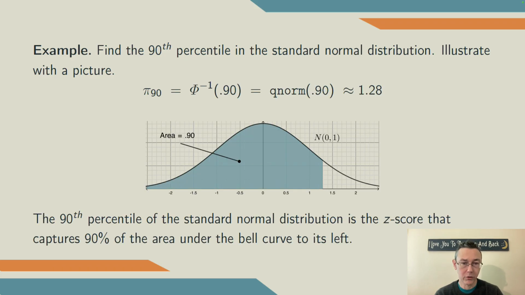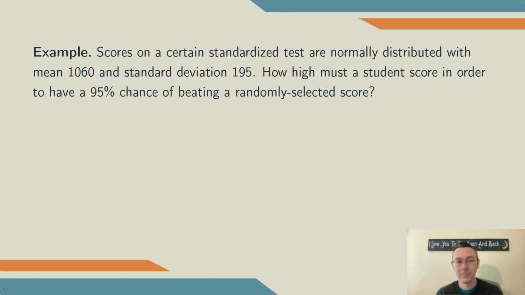So here's the picture. I drew a standard normal distribution and I tried to draw 90% of the area to the left of the value that I have indicated here on the x-axis. So the shaded area should be about 90%. Then the 90th percentile, which is sometimes denoted pi sub 90, is phi inverse of 0.90, qnorm of 0.90, it's about 1.28. So that's the 90th percentile of the standard normal distribution.